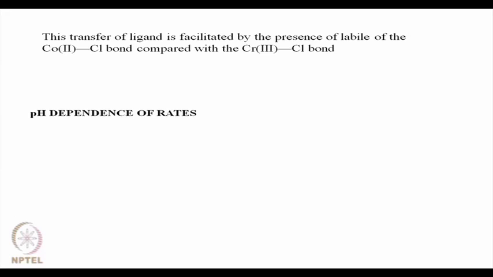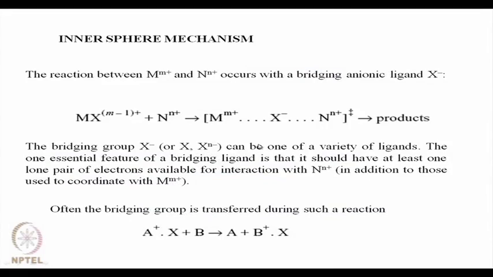There are plenty of examples that you may find in literature or in many books, where you will find the involvement of a bridging ligand like OH minus. OH minus is also a very good bridging ligand, but water is not as good as OH minus. It is a poor bridging ligand. So the bridging ligand is a very important part for the inner sphere electron transfer process to occur.